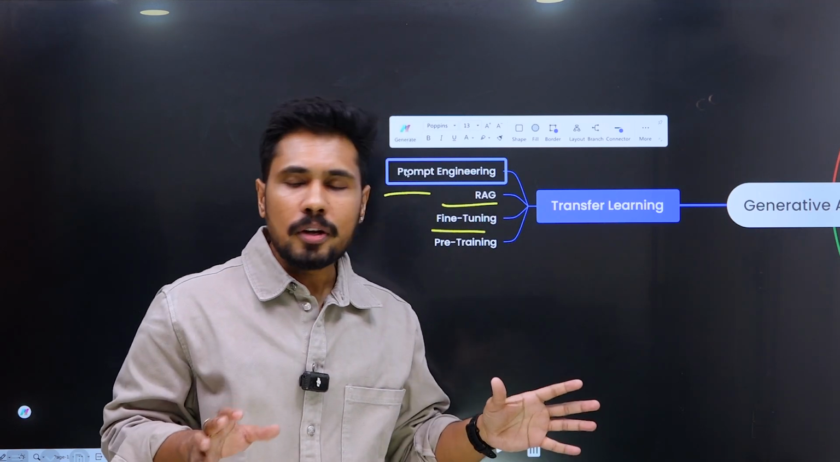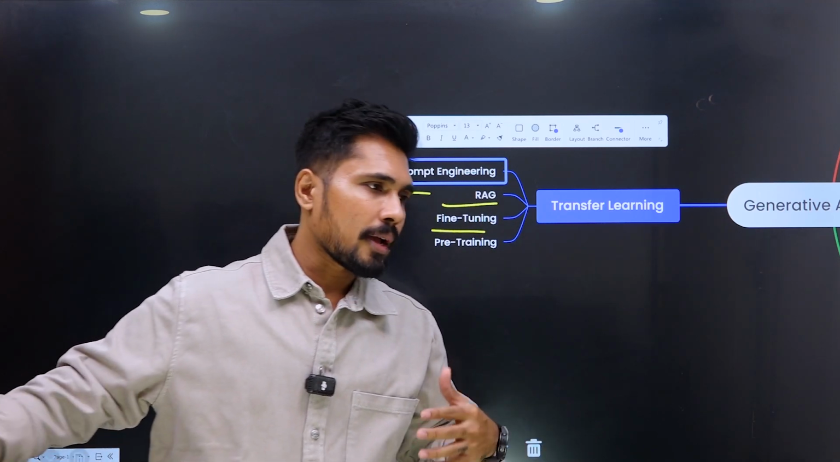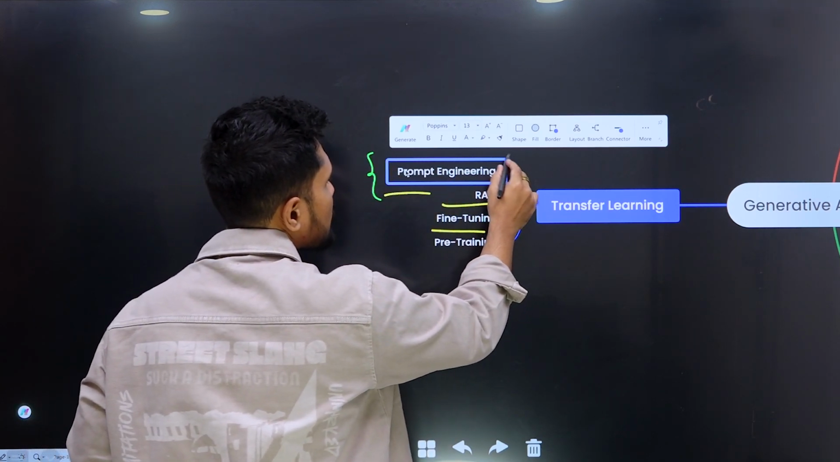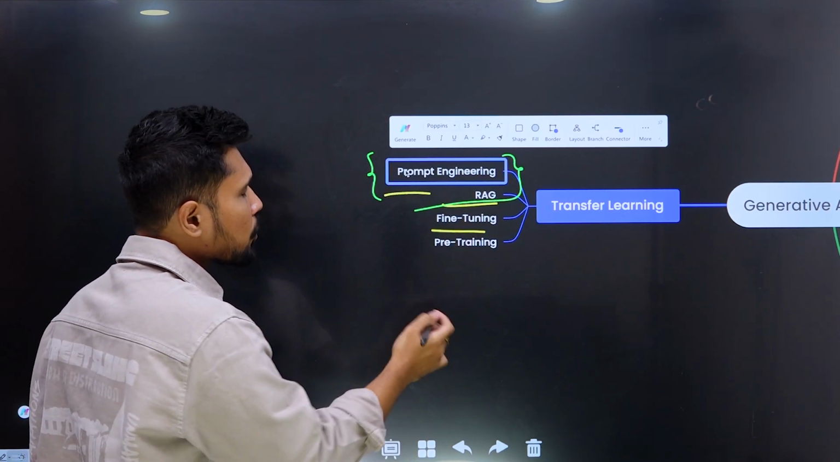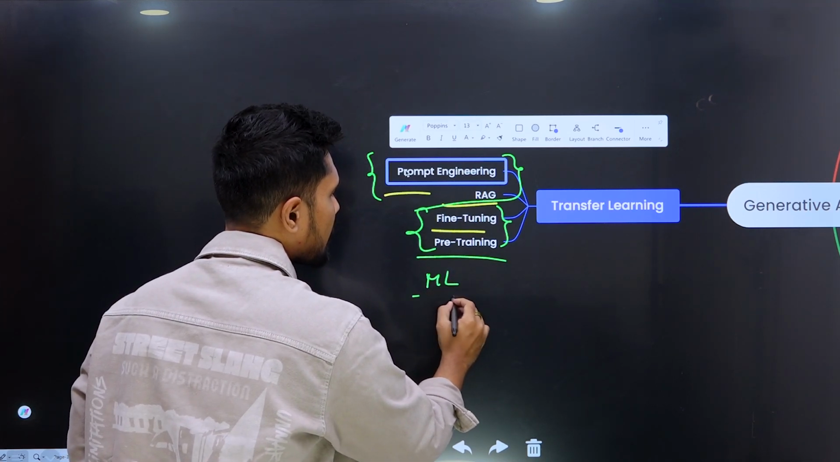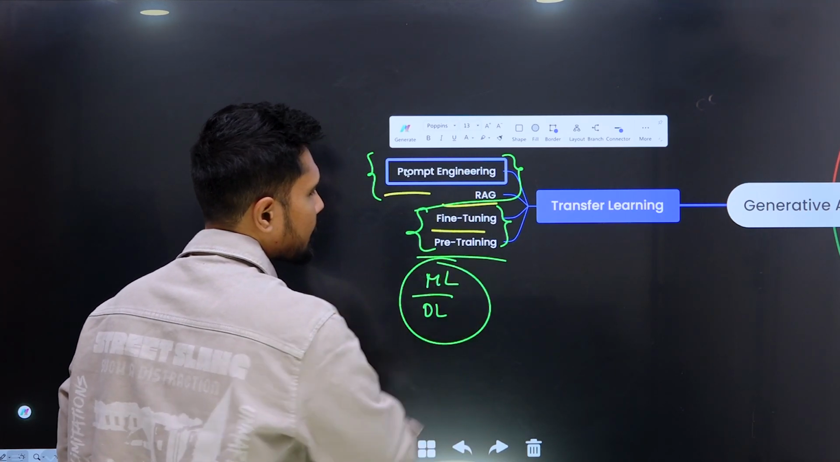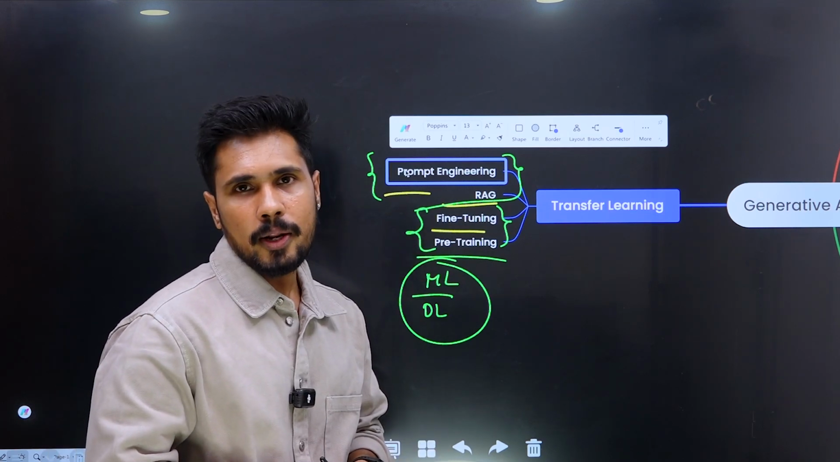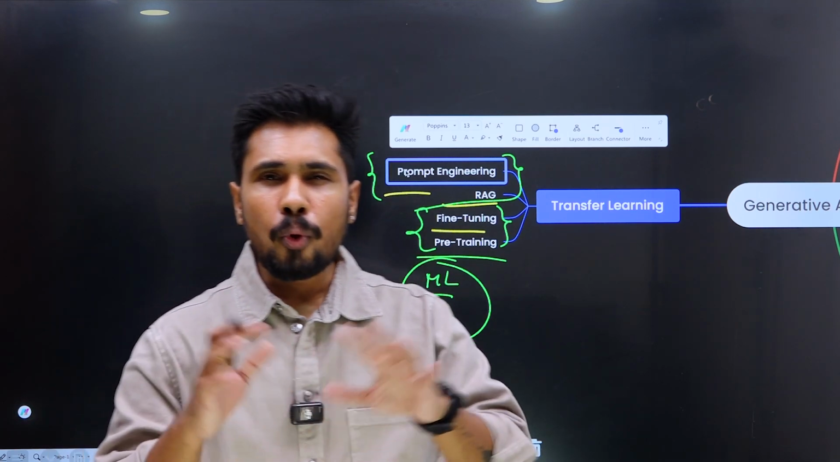Now, if you're planning to learn Gen AI, any person, like I'm a non-technical person, if you have some Python knowledge, you can work on prompt engineering and RAG. But if you want to work on fine-tuning and pre-training, you need knowledge of ML and DL. Without knowledge of ML and DL, you cannot work on fine-tuning and pre-training. I hope you got a good idea about what Gen AI is.